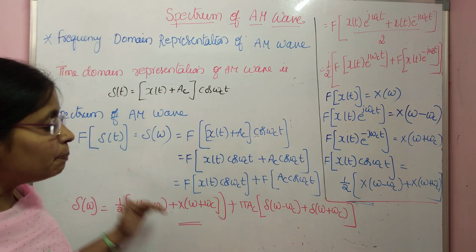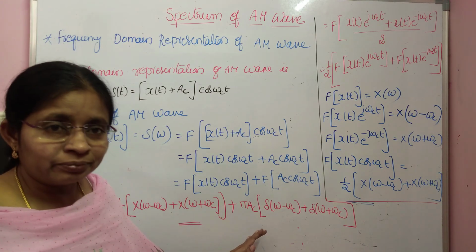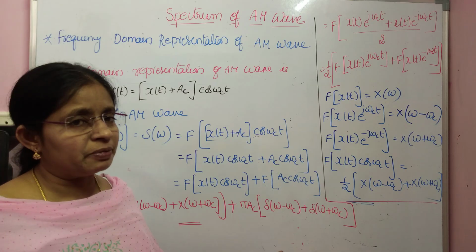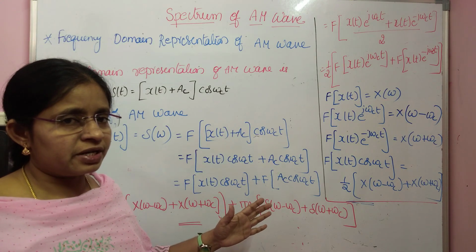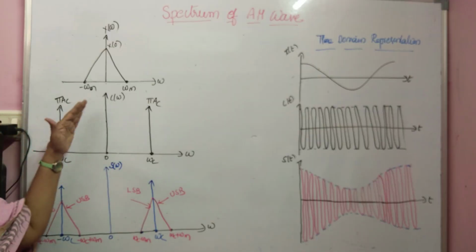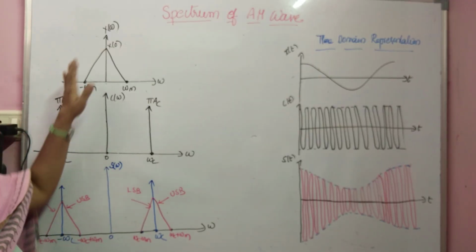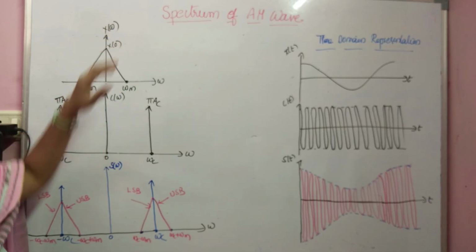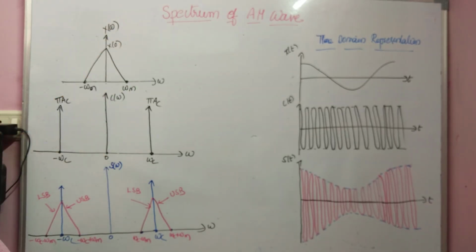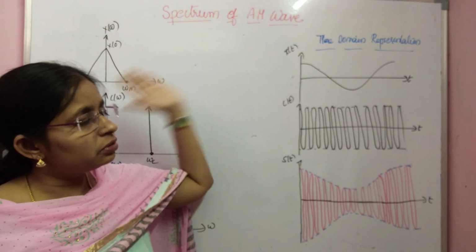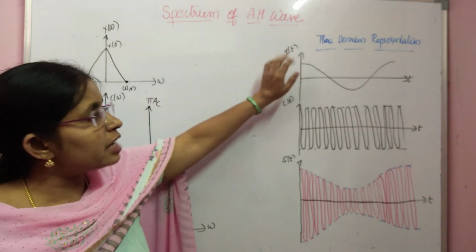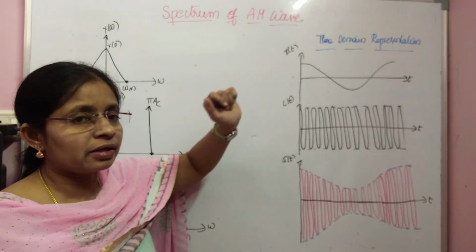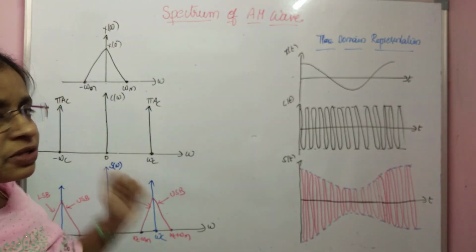Okay. So now I plot this spectrum. I'll plot the frequency domain representation along with the previous time domain representation. Okay. See, this is the spectrum of the AM wave. Here, this is the Fourier transform of our message signal, X of omega. Corresponding to this spectrum, this is our time domain. We already know it. This is the time domain representation of our message signal. This is the frequency domain representation.